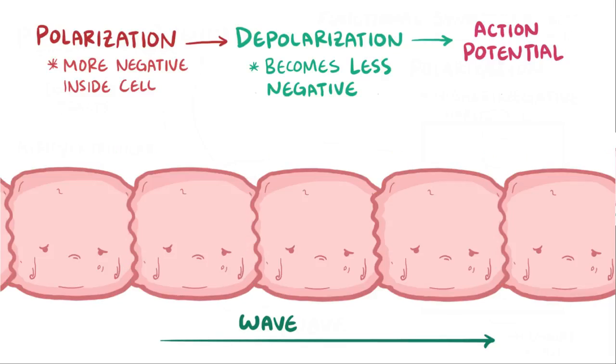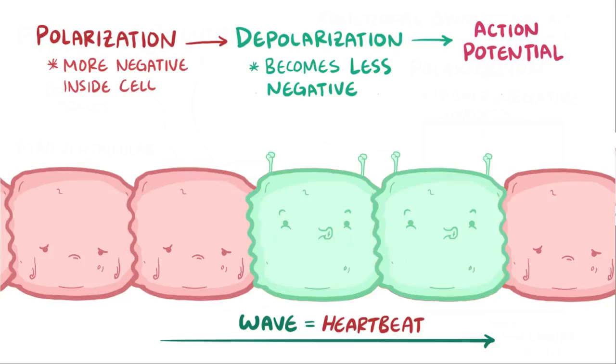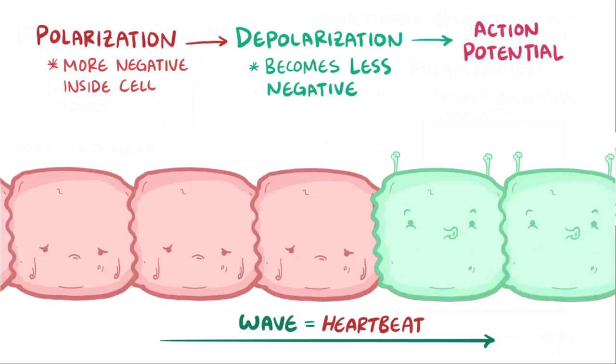And each one of these depolarization waves causes heart muscle contraction. So the rate at which depolarization waves ripple through the heart actually sets the heart rate. This means that if depolarization waves are going through about once per second, then your heart is beating once per second, or 60 times a minute.